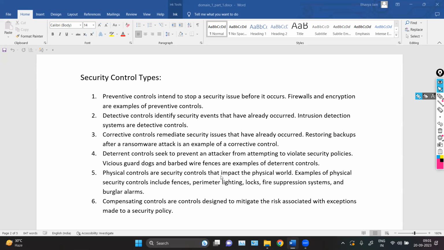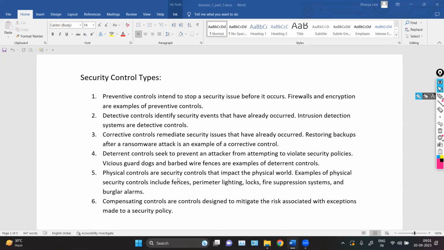For example, you put wire fences in your company so that no one can enter the company. You have bodyguards and dogs so that no unauthorized user can access your premises. That is deterrent controls.